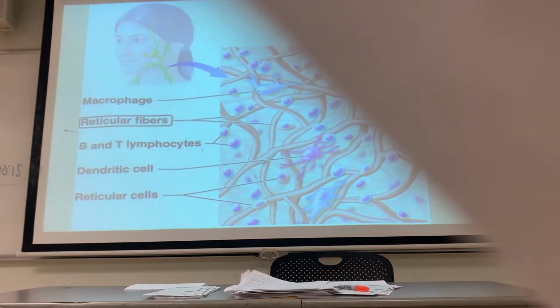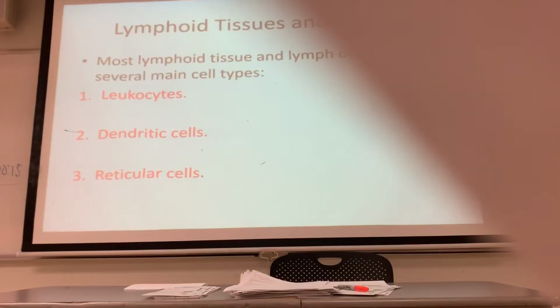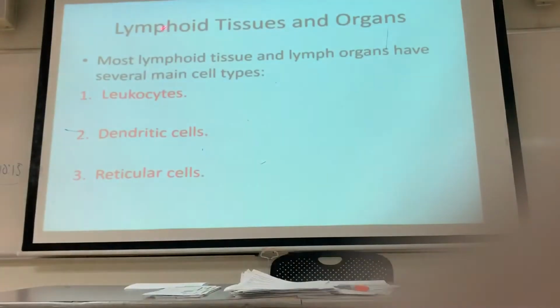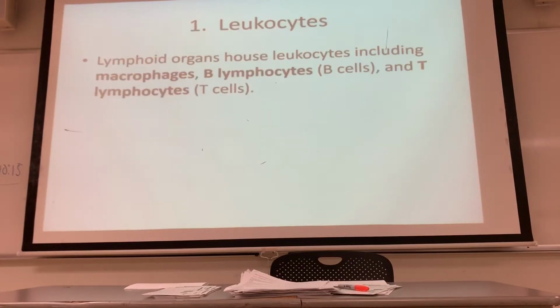Okay, so an example, we know already macrophage, right? Okay, so you know the meaning. So you have the reticular fibers, you have the B and the T lymphocytes, you already know, right? And then dendritic cells, not yet? And then reticular cells, you know those words, right? Okay, so in the lymphoid tissue and organs, mostly you have some cells: leukocytes, dendritic cells, and reticular cells. Those three of them.